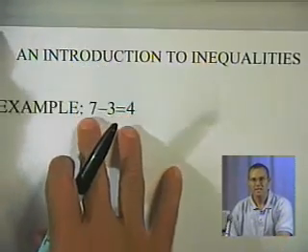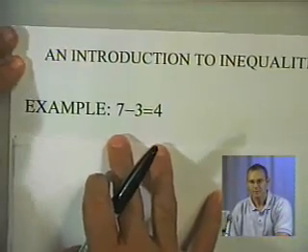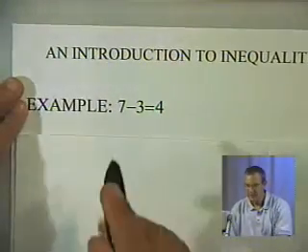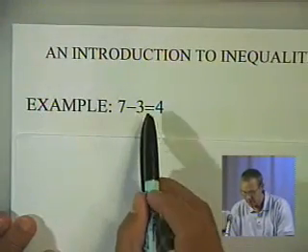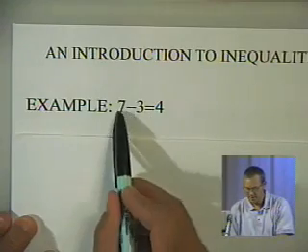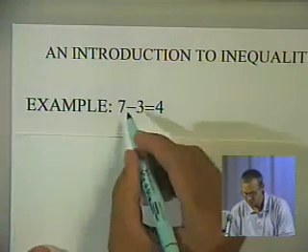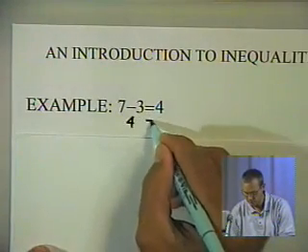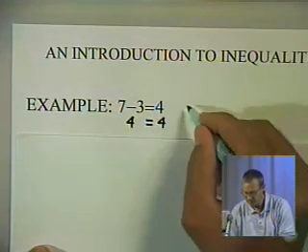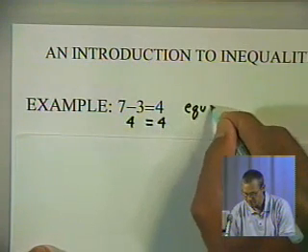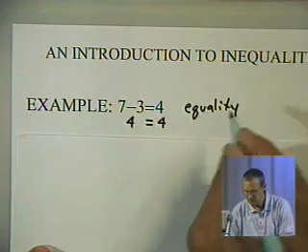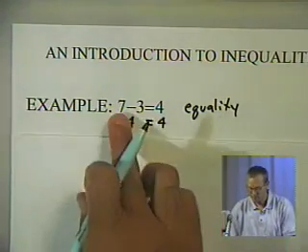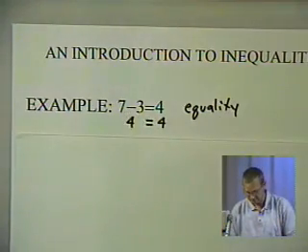In this lecture, we are going to introduce 5 inequality symbols. First, I'd like to start with an equality. Notice, 7 minus 3 is equal to 4. That's true. The left side of this equal sign is 4, and 4 is equal to 4. This is an example of an equality. We have a statement where the left side is equal to the right side.